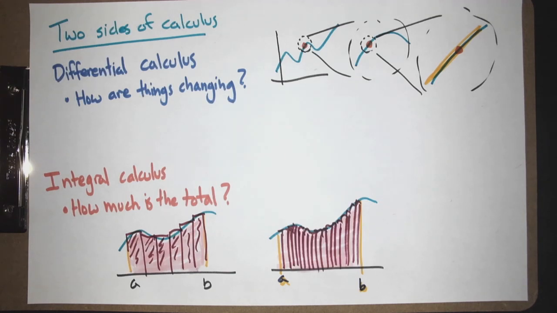And it almost sounds like a limit, because it is. So that's what we're building up to. That's where we're going. We're going to answer the question of how much is the total by approximating it with a bunch of rectangles and then taking limits. That sounds like it's very time consuming. It is if you do it that way.